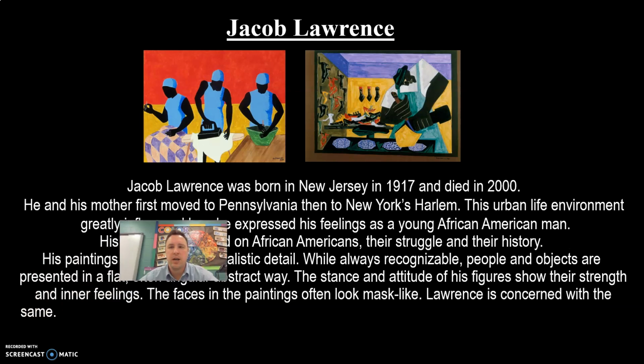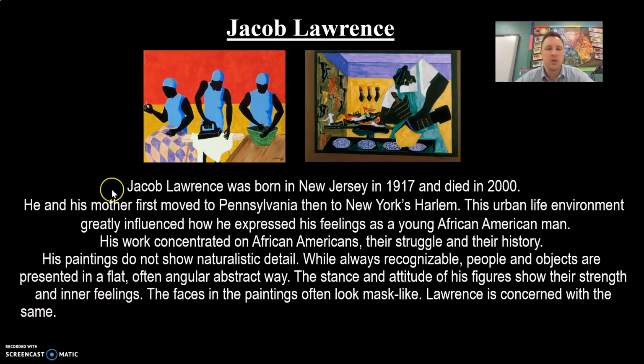So here's just a little bio on Jacob Lawrence. Jacob Lawrence was born in New Jersey in 1917. He passed away in the year 2000. He and his mother first moved to Pennsylvania, then to New York's Harlem. And there, the urban life environment greatly influenced how he expressed his feelings as a young African-American man during those times. His work concentrated on African Americans, their struggle, and their history. His paintings do not show naturalistic detail. While always recognizable, people and objects are presented in a flat, often angular, abstract way. The stance and attitude of his figures show their strength and inner feelings.